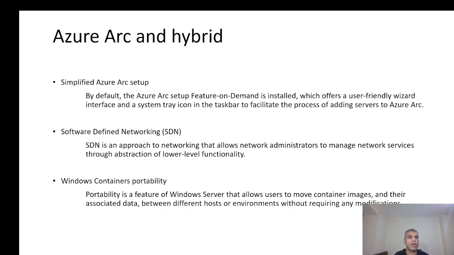And in Azure Arc and Hybrid, the change is a simplified Azure Arc setup, which offers a user-friendly wizard interface and a system tray icon in the taskbar to facilitate the process of adding servers to Azure Arc. Next would be software-defined networking. SDN is an approach to networking that allows network administrators to manage network services through abstraction of lower-level functionality. Windows Container Portability is a feature of Windows Server that allows users to move container images and their associated data.